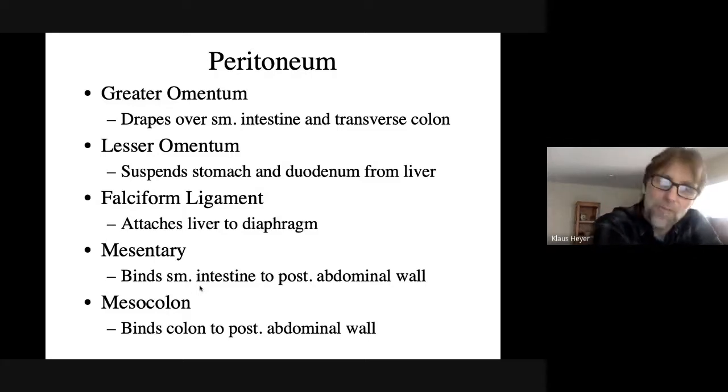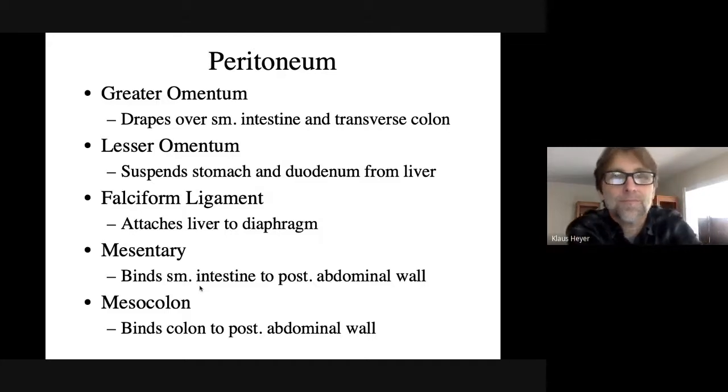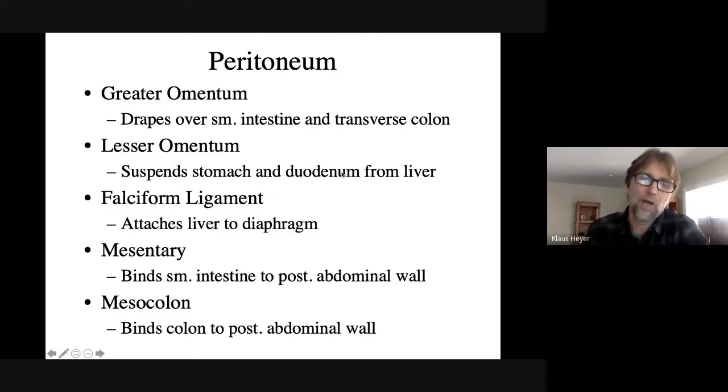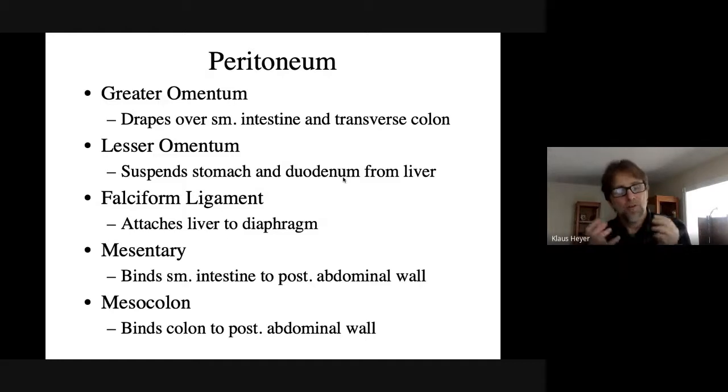So the greater omentum is that drape that Dr. Miami removes. The lesser omentum is suspending the stomach from the liver. You see here when I put duodenum, this is the small intestine. So it's suspending the stomach and part of the small intestine from the liver. When we looked at the falciform ligament, that's attaching the liver to the diaphragm, or suspending the liver from the diaphragm. And then the last two we looked at were mesentery and mesocolon. So mesentery keeps all the intestines together. Mesocolon attaches it to the abdominal wall.